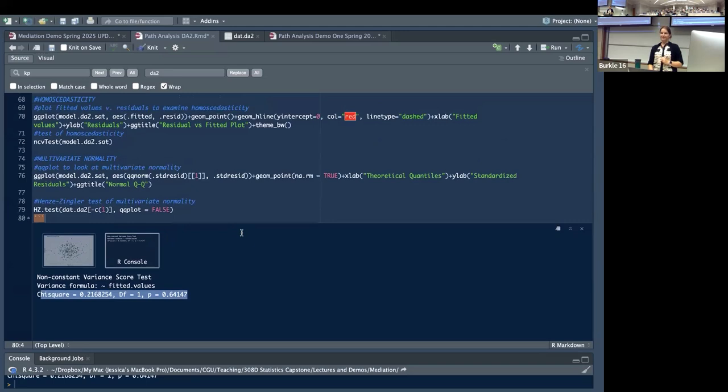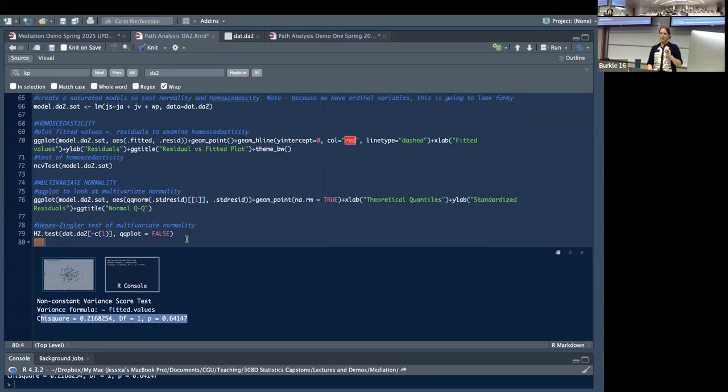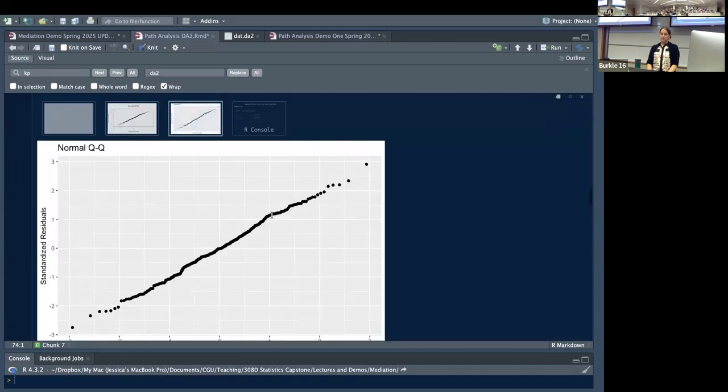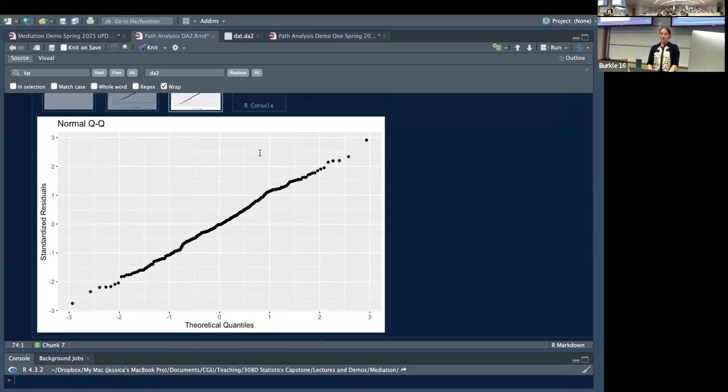Get them out while you can. You're like, no, this is repeat. We do this. Good. Now let's check out multivariate normality. That's beautiful. Never seen a QQ plot that looks like that. That's pretty nice, pretty straight.